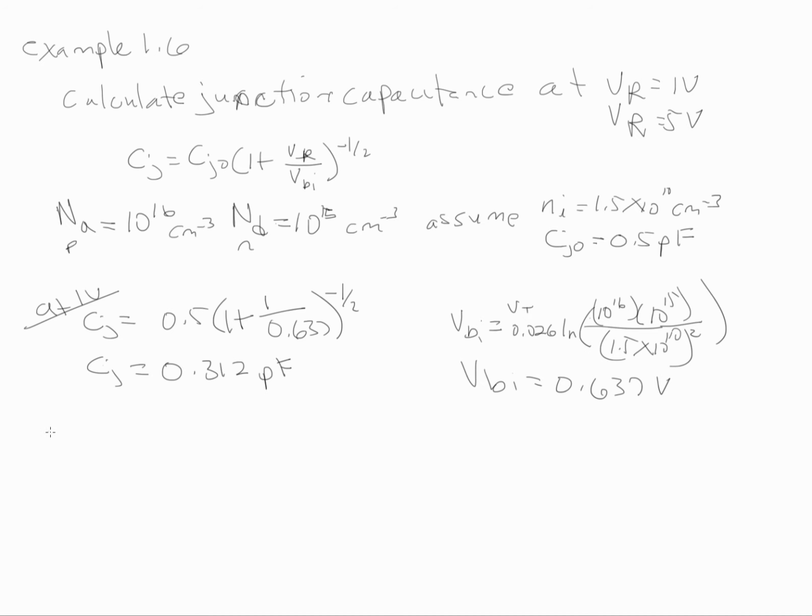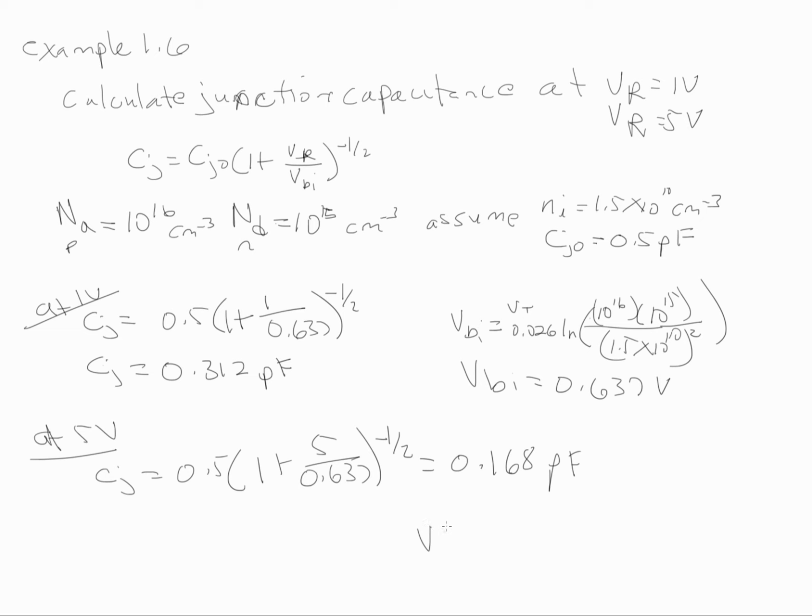And likewise, at an applied reverse bias of 5 volts, you get a junction capacitance of 0.5 picofarads times 1 plus 5 over 0.637, to the minus 1/2 power, and that's going to give you 0.168 picofarads. So the curious thing here is that as the voltage goes up, your capacitance goes down. So a higher voltage has less ability to store electric charge. So this sums up this section.